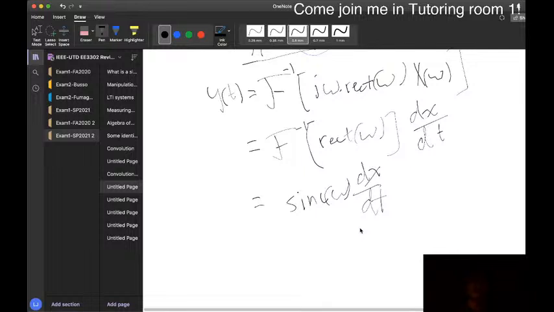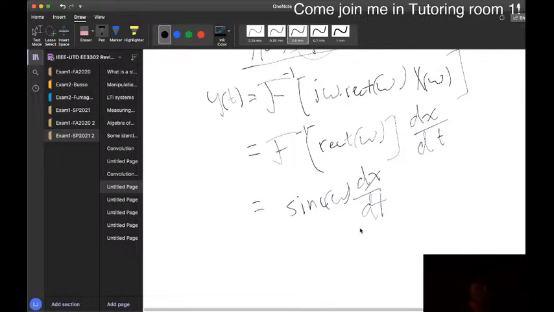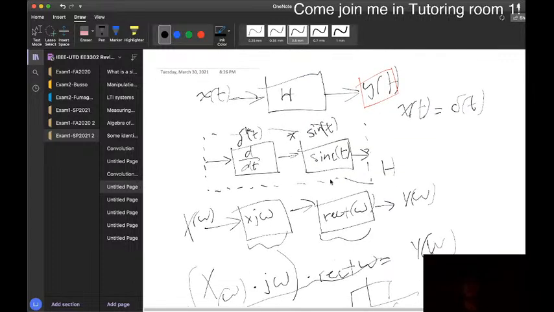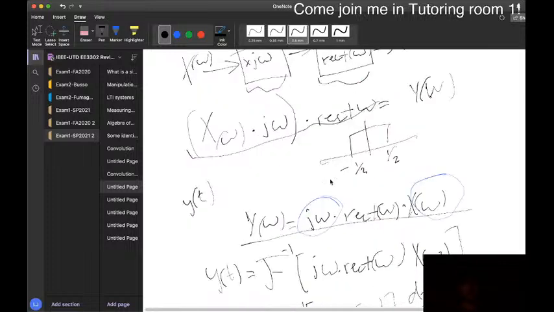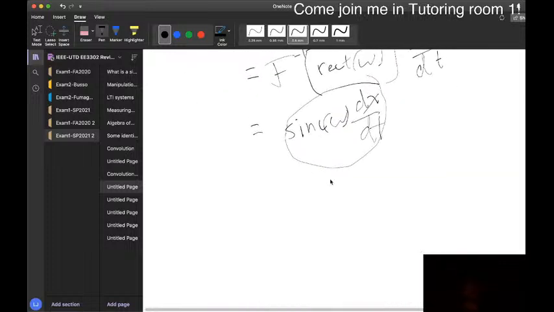Now we have the output of our function. Let me try and get a better problem. So that's our output.